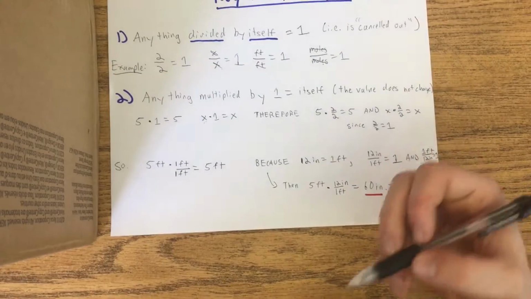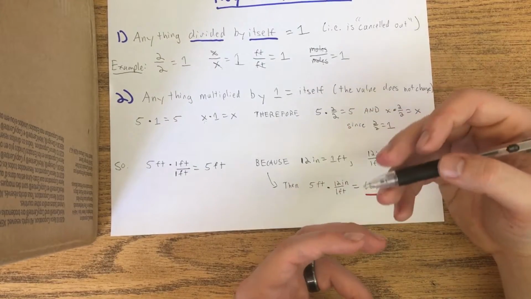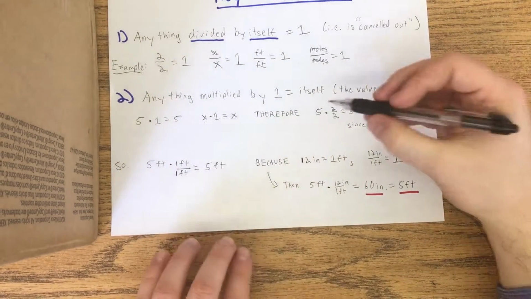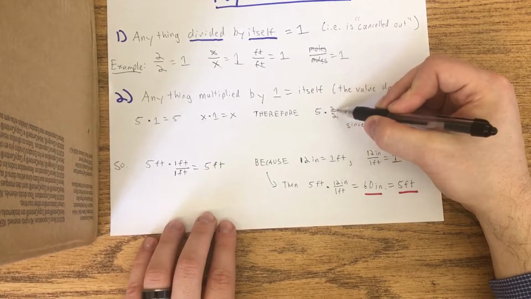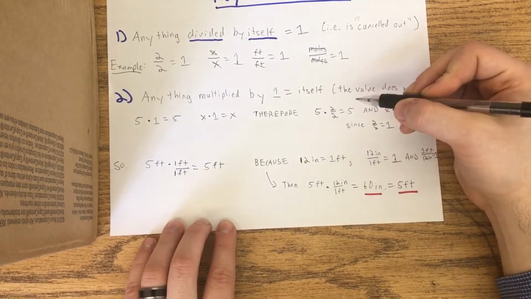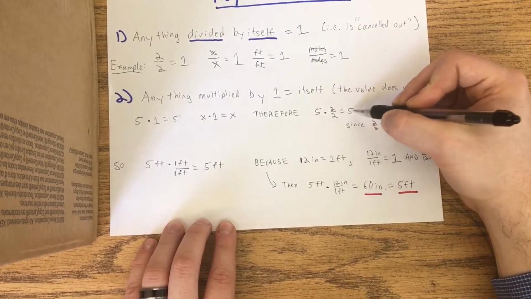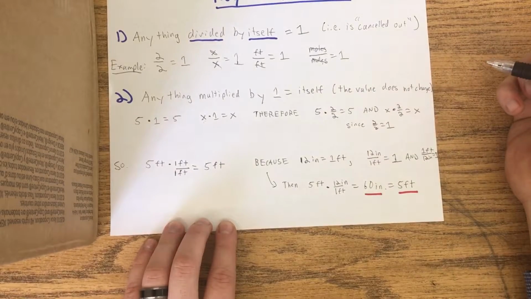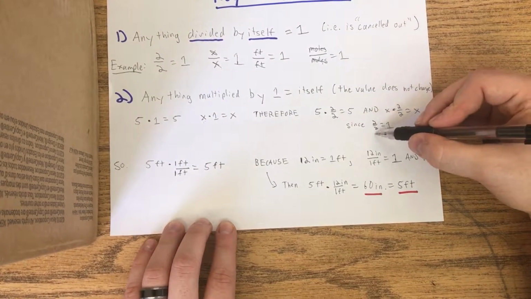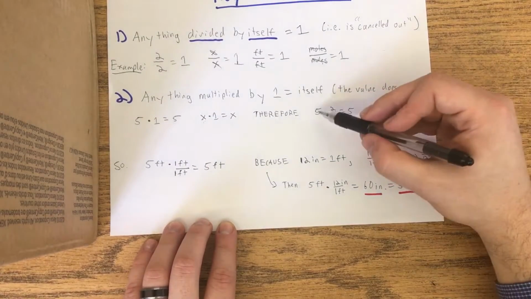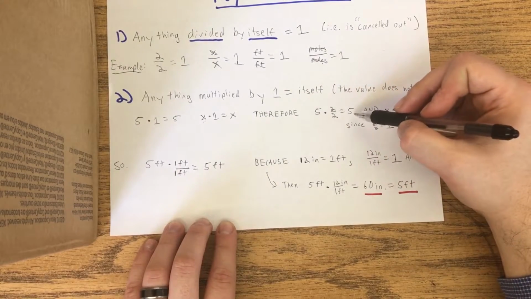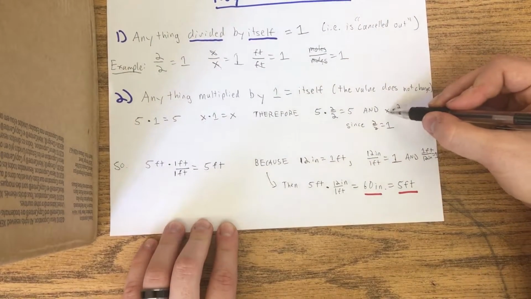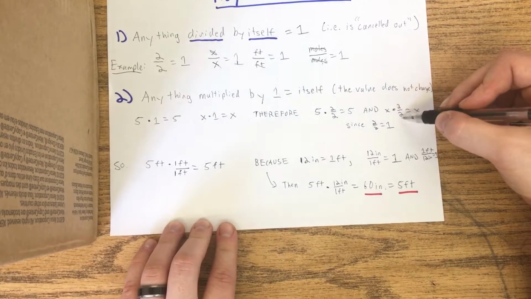So therefore, by logical extension, we can say that if we take 5 and we multiply by 2 over 2, which is just a form of 1, then that's also equal to 5 because we're just multiplying by a form of 1. So since 2 over 2 is equal to 1, if we take 5 multiplied by 2 over 2, we end up getting 5. And if we take any number multiplied by 2 over 2, we get that same number.